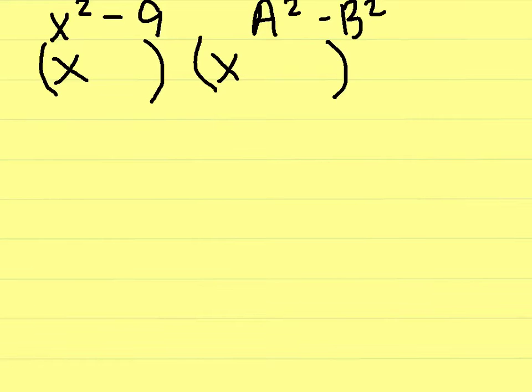Now if you notice, there's no middle term that includes an x, right? There's just two terms, so it makes it a binomial. Okay, what's the square root of 9? 3. All right, so we're going to put 3 in one quantity and 3 in the other quantity. When you multiply 3 by 3, what gives you a negative 9? Negative 3 and positive 3, right? So when you factor x squared minus 9, it becomes x plus 3 and x minus 3.